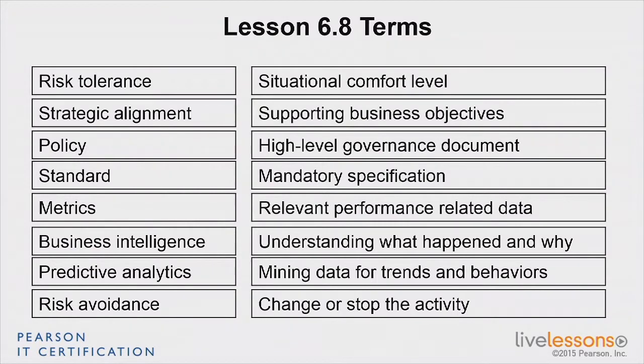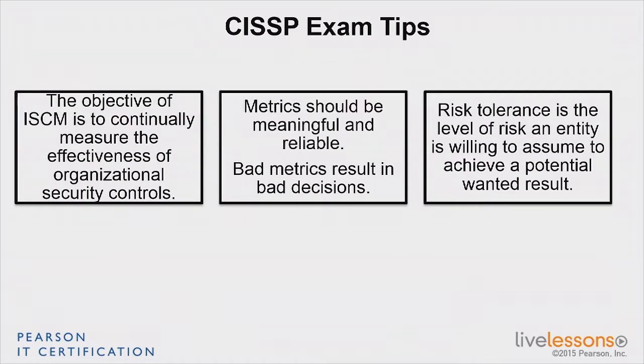So as always, we're going to end our lesson with our CISSP exam tips. Going all the way back to the beginning of the lesson, the objective of ISCM is to continually measure the effectiveness of organizational security controls. Our second is that metrics should be meaningful and reliable, that bad metrics result in bad decisions. And lastly, that risk tolerance is a level of risk an entity is willing to assume to achieve a potential wanted result.